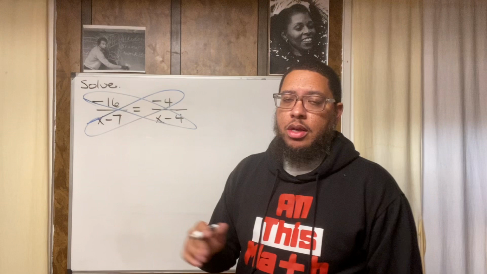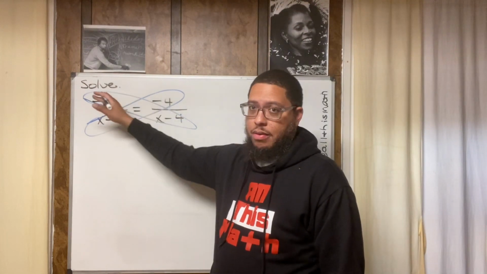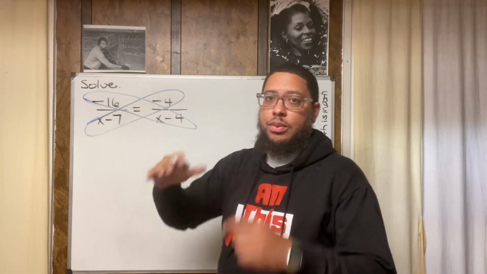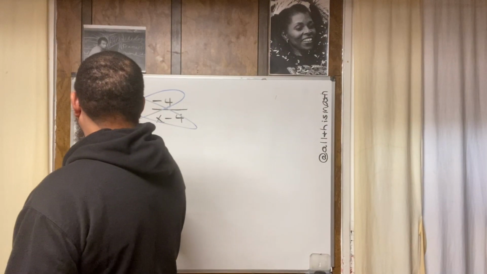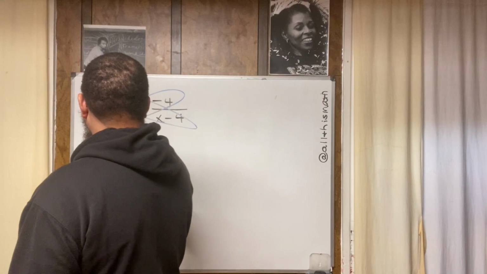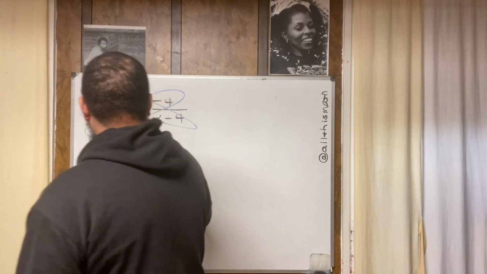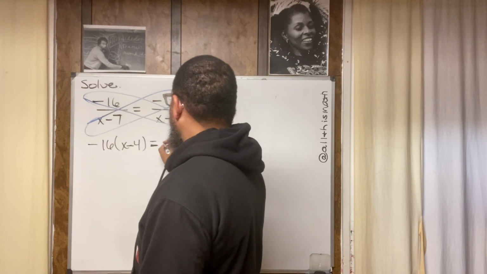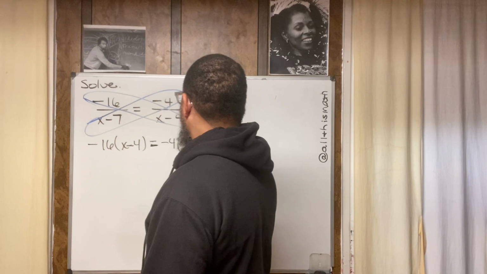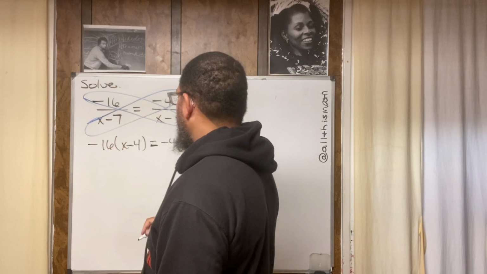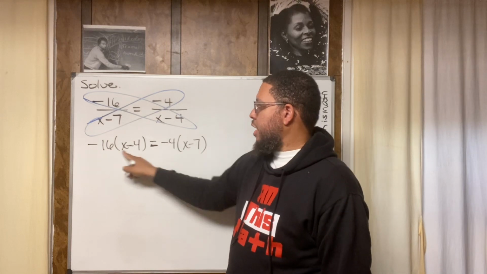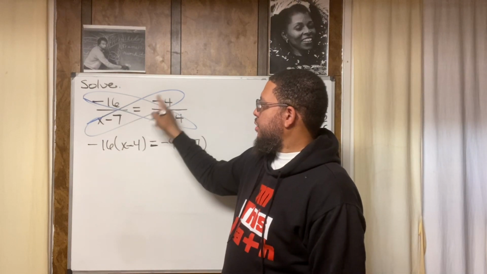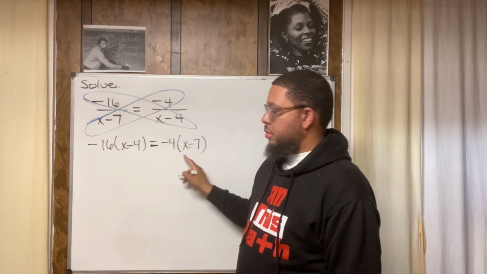So the first step, Malcolm X method. Go diagonal. We want to eliminate the fractions. So I got negative 16 times the quantity of x minus 4 is equal to negative 4 times the quantity of x minus 7. So you see what just happened? This times this is that right there. And then this times this is that over here.